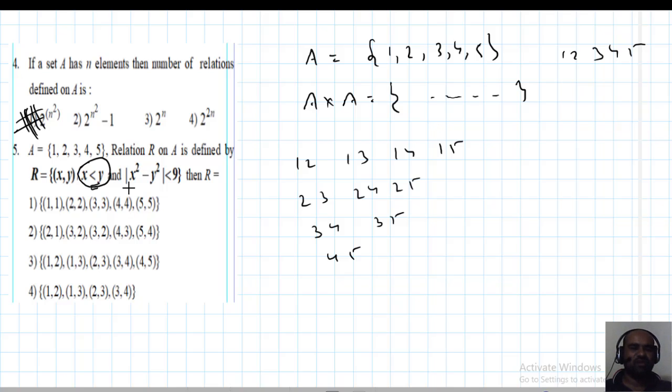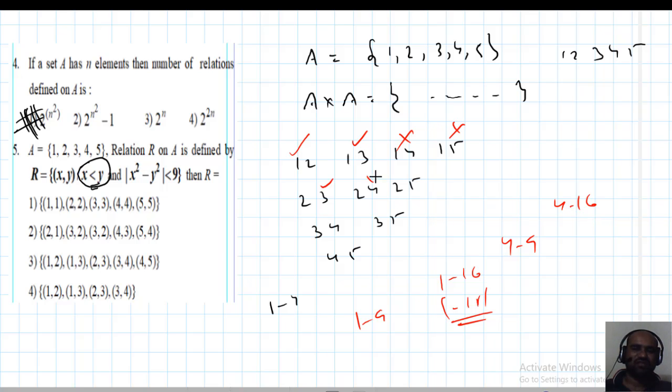Now check the condition for mod of x square minus y square less than 9. For 1 comma 2, 1 minus 4 is minus 3, and mod of minus 3 is 3, which is correct, so 1 comma 2 will satisfy. For 1 comma 3, 1 minus 9 is minus 8, mod 8 satisfies. For 1 comma 4, 1 minus 16, mod is 15, less than 9 is not true, so 1 comma 4 does not satisfy, and 1 comma 5 will not satisfy. 2 comma 3, 4 minus 9 is 5, satisfies. 2 comma 4, 4 minus 16 is 12, not satisfied. 3 comma 4, 9 minus 16 means 7, less than 9, so it will satisfy.